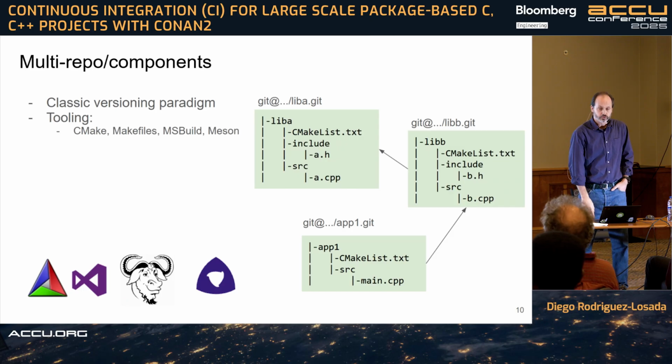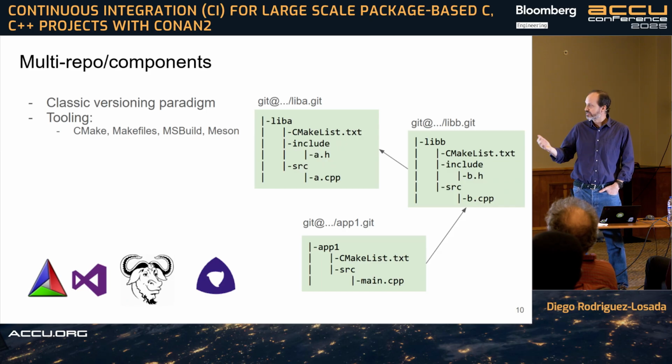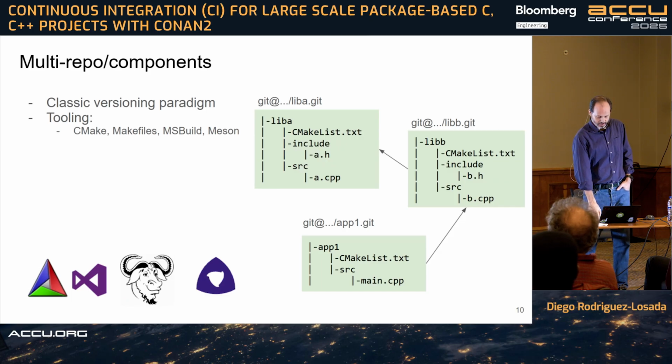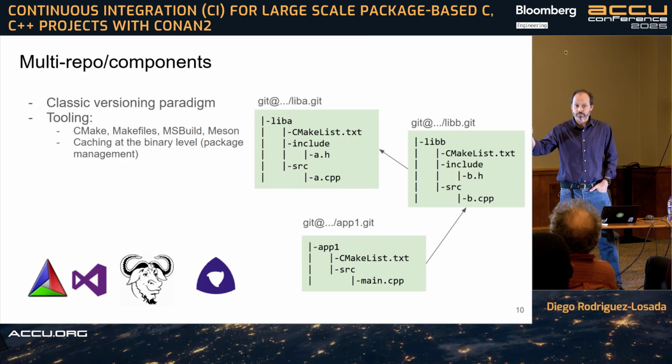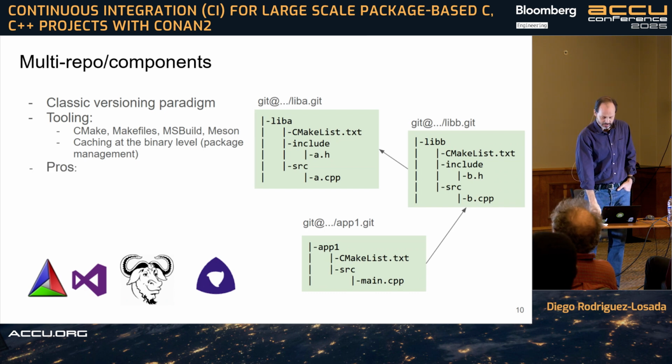The tools used for multi-repo are the typical suspects like CMake, Makefiles, MSBuild, Meson. Caching, of course, using Ccache or Hcache is also useful. It's always useful. But also, caching typically happens at the package management level. You typically cache your dependency binaries, so you don't have to rebuild your dependencies all of the time.